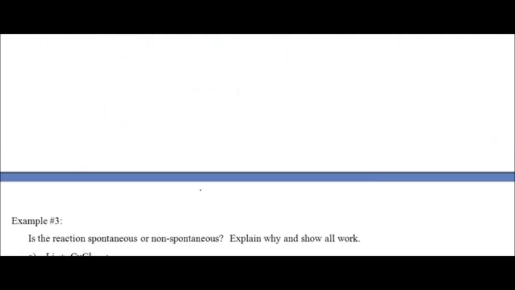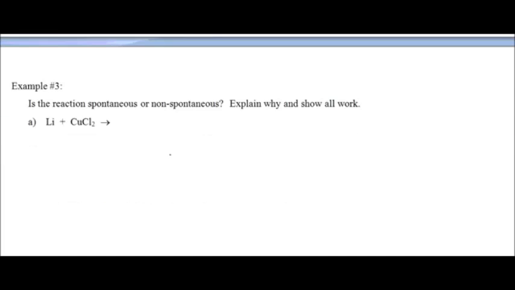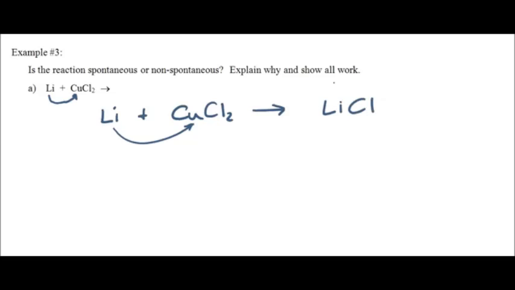All right. Let's look at the next example. Example number 3, it says, is the reaction spontaneous or non-spontaneous, and explain why, and then show all your work. All right, so we're looking at a single replacement reaction here, and the question's asking, will the lithium replace the copper in this reaction? So what we'll have is, we'll have lithium metal plus copper chloride, and if the lithium is capable of kicking the copper out, then we'll form lithium chloride. Now again, lithium has a +1, chlorine -1, and forming copper metal.